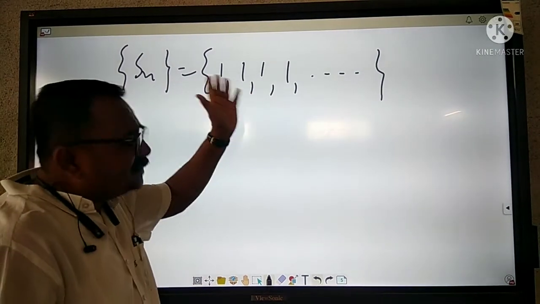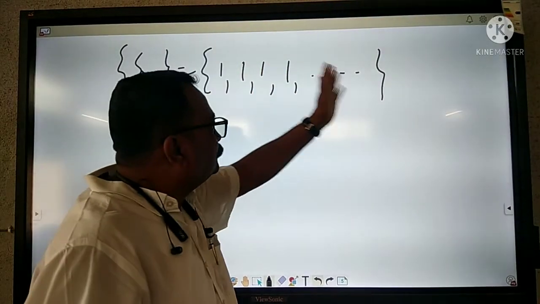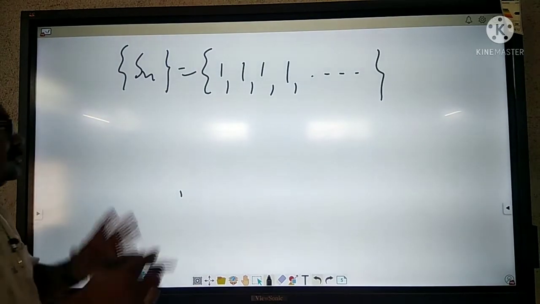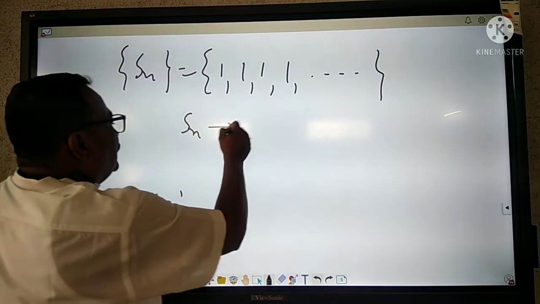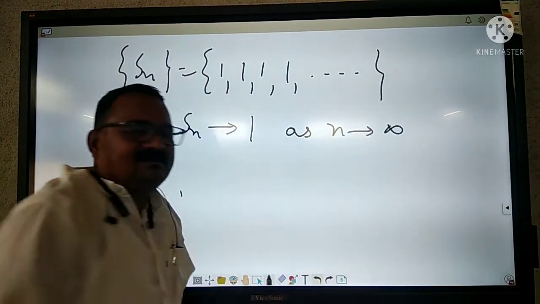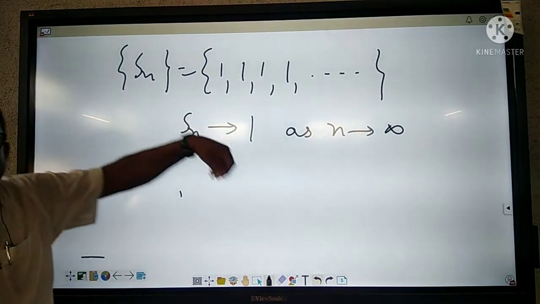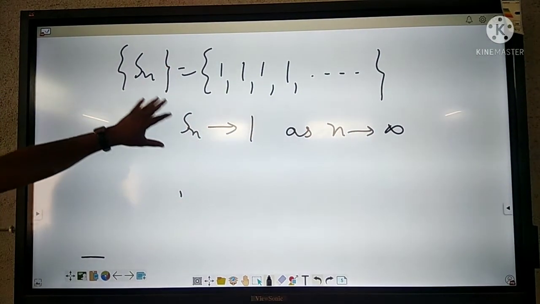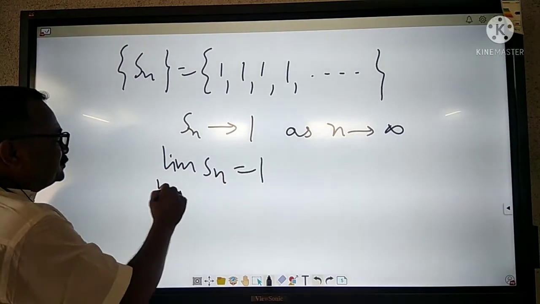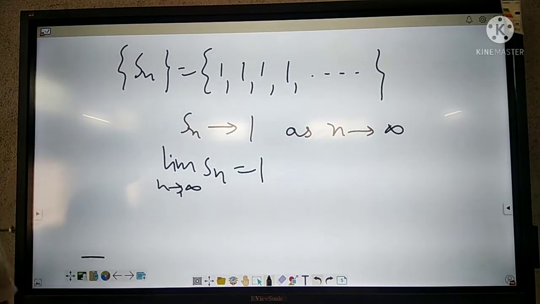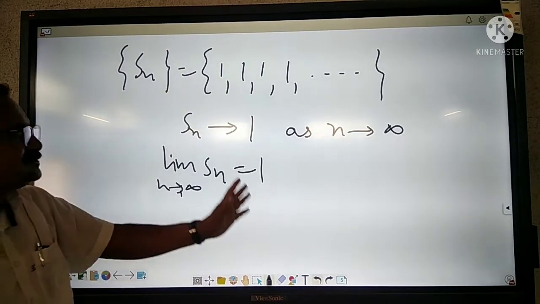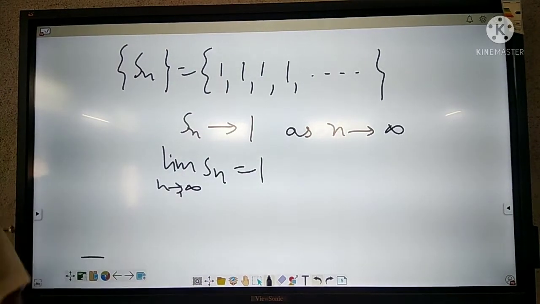Where the terms are getting larger and larger, this Sn is 1. So we say that Sn tends to 1 as n tends to infinity, meaning the number of terms tends to infinity, Sn becomes 1 only. So we say that the limit of the sequence Sn is 1. We write it this way: limit n tends to infinity, Sn is equal to 1. So this is the constant sequence, and a constant sequence converges to that number, whether 1 or k, no problem.